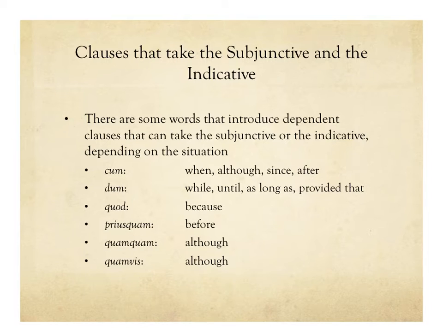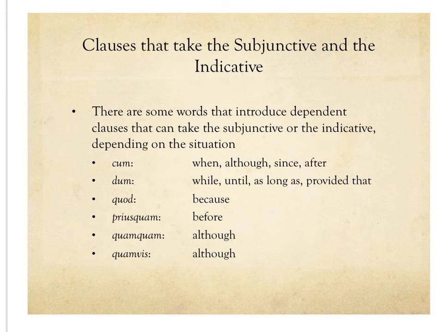But these words that take the subjunctive and indicative, depending on the situation, are words like cum, which you've already learned can mean when. It can also mean something like although or since. Dum, which can mean while, but it can also mean until or as long as or provided that. Quod, which means because, which we've seen before, but we'll talk about when it takes the subjunctive. Priusquam, and also its cousin antequam, which means the same thing, but can also take either the subjunctive or the indicative. Quamquam and quamvis, which mean although. I think you've seen quamquam, but probably not quamvis. And so we're going to talk about what happens when.